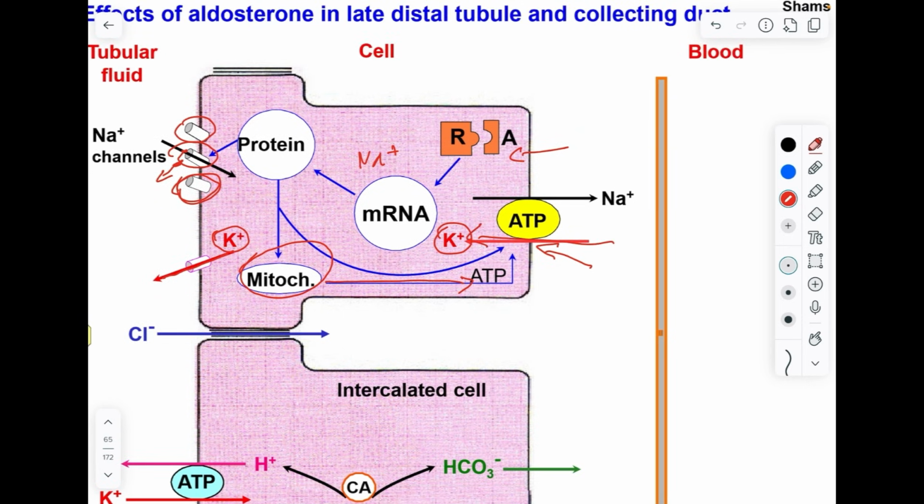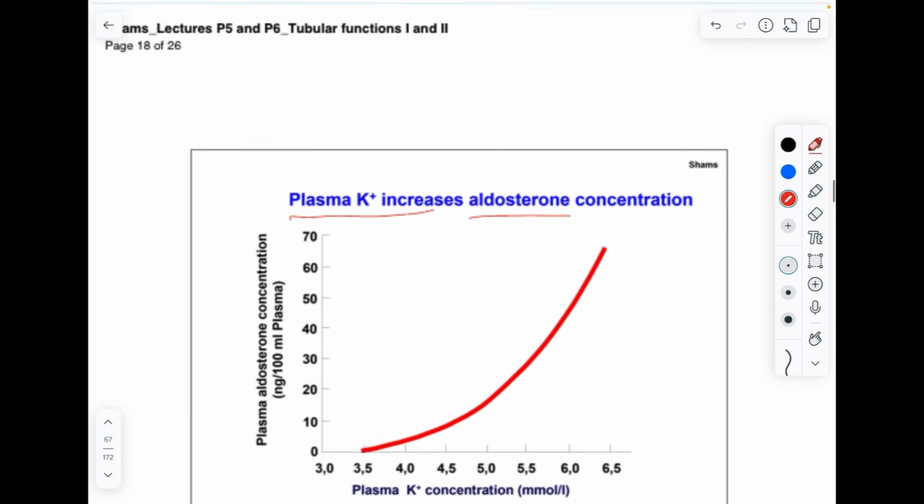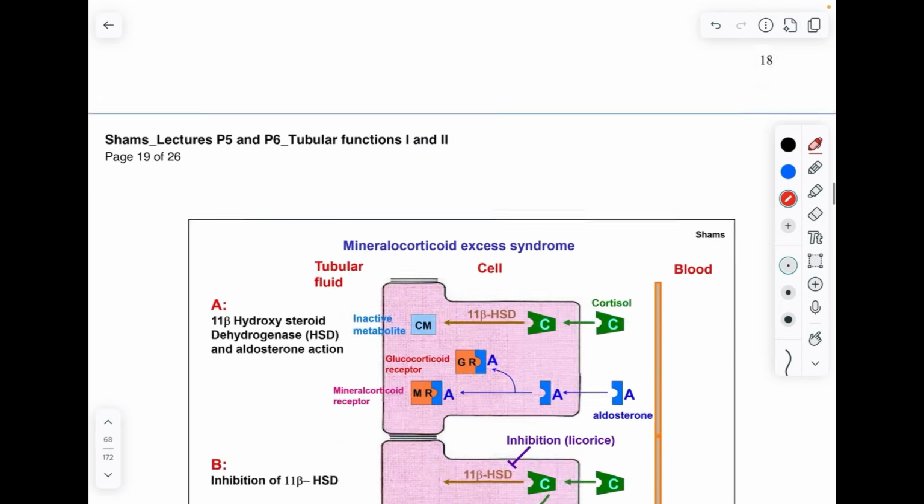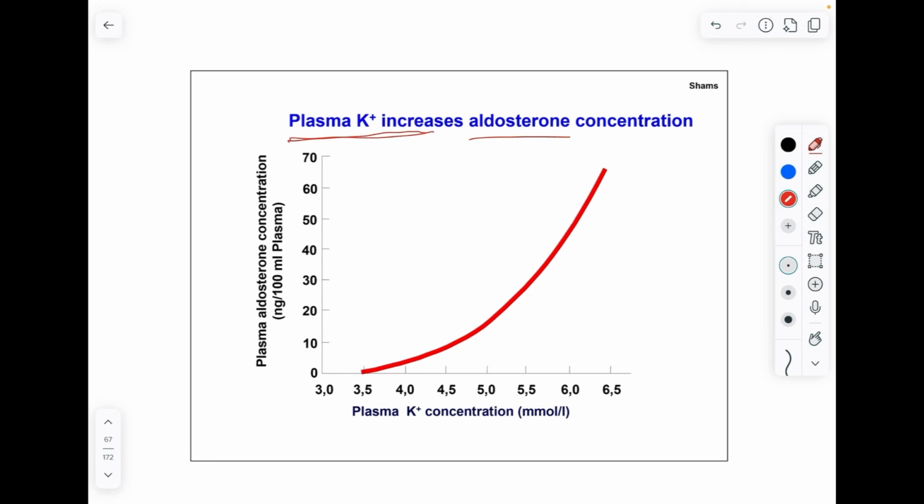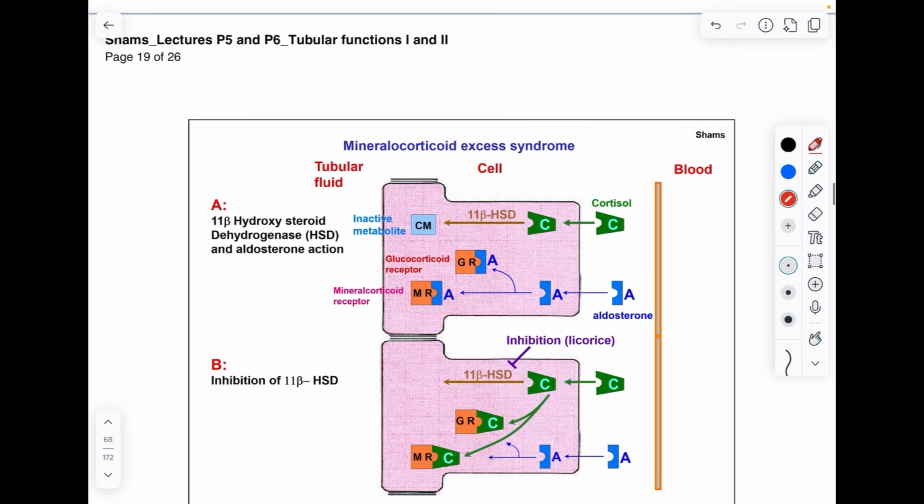More K is going into the cell. So more K here, so more K going outside of the channel. So what happens is that we are excreting K. So when we have an increase in plasma potassium concentration, more aldosterone will be produced to get rid of potassium. As a summary, you can just say that aldosterone reabsorbs sodium and excretes potassium. Hope that helps.